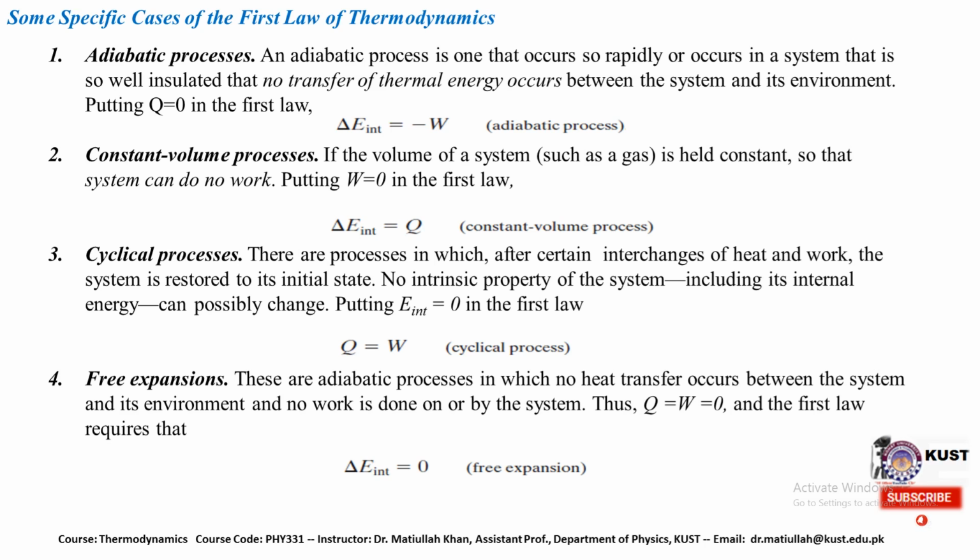We have some cyclic processes, in which after a certain interchange of heat and work, the system is restored to its initial configuration. So there is no intrinsic property change of the system, and in this case the change in internal energy of the system is equal to 0. When it is equal to 0, then Q should be equal to W. We have the free expansion process. Free expansion is a type of adiabatic process in which no heat enters or leaves the system.